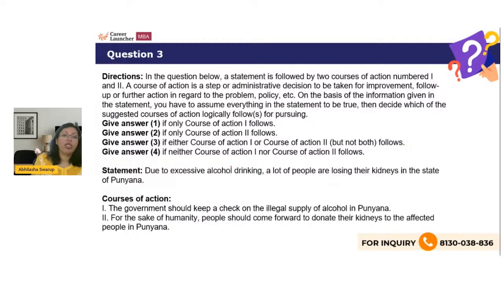Okay, let's look at question number 3. Due to excessive alcohol drinking, a lot of people are losing their kidneys in the state of Punyana. Okay, that's very interesting. So people are losing their kidneys. Now, what to do? Government should keep a check on illegal supply of alcohol in Punyana, but it's entirely possible that the legal supply also is causing this. So one does not help. For the sake of humanity, people should come forward to donate their kidneys to the affected people in Punyana. Well, please understand that this is an extreme option and therefore not valid. So answer will be 4, neither 1 nor 2 follows.